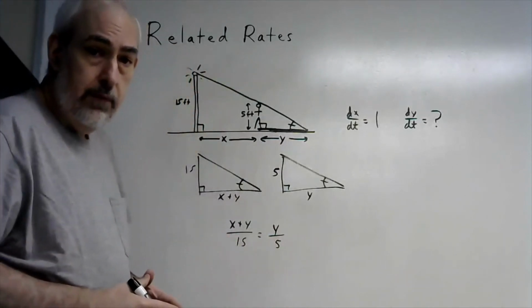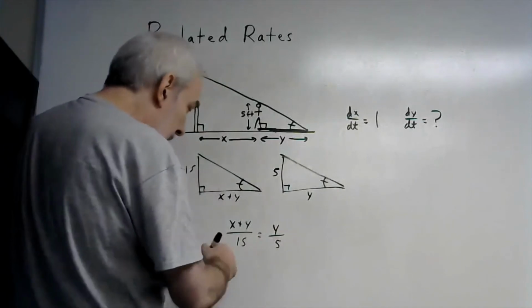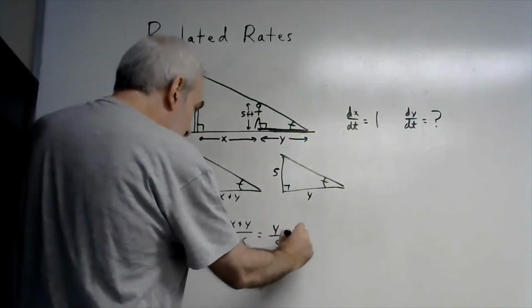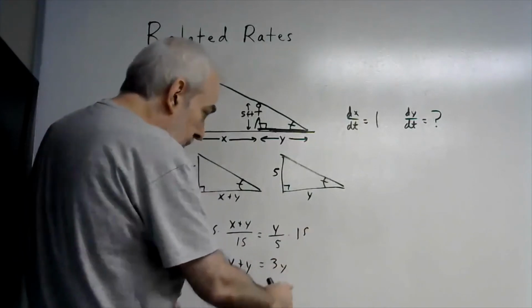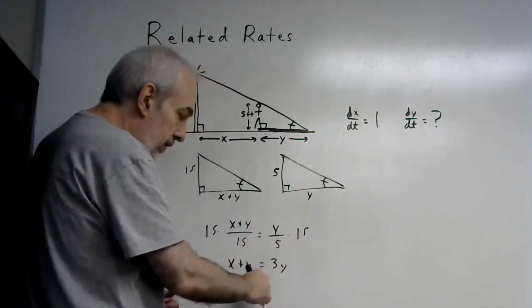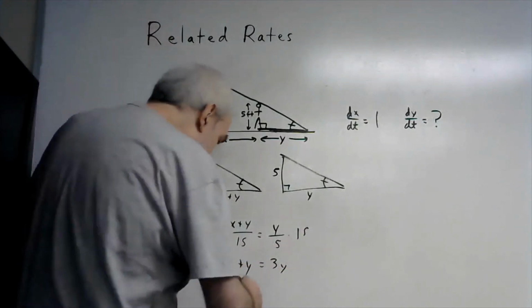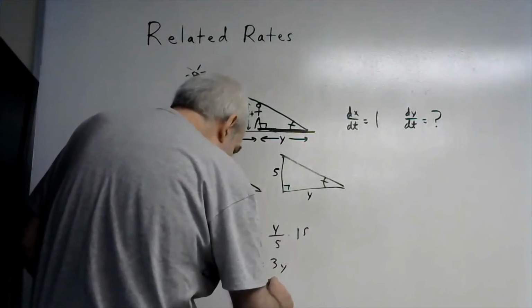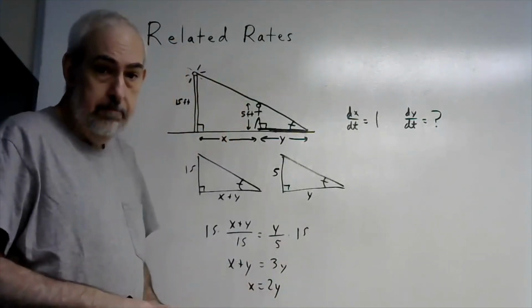Before we implicitly differentiate, I would like to simplify this equation. Note I could multiply by 15 on both sides. And the 15 divided by 5 is just 3, so x plus y equals 3y. Let's subtract y from both sides, and we get the very simple equation, x equals 2y.